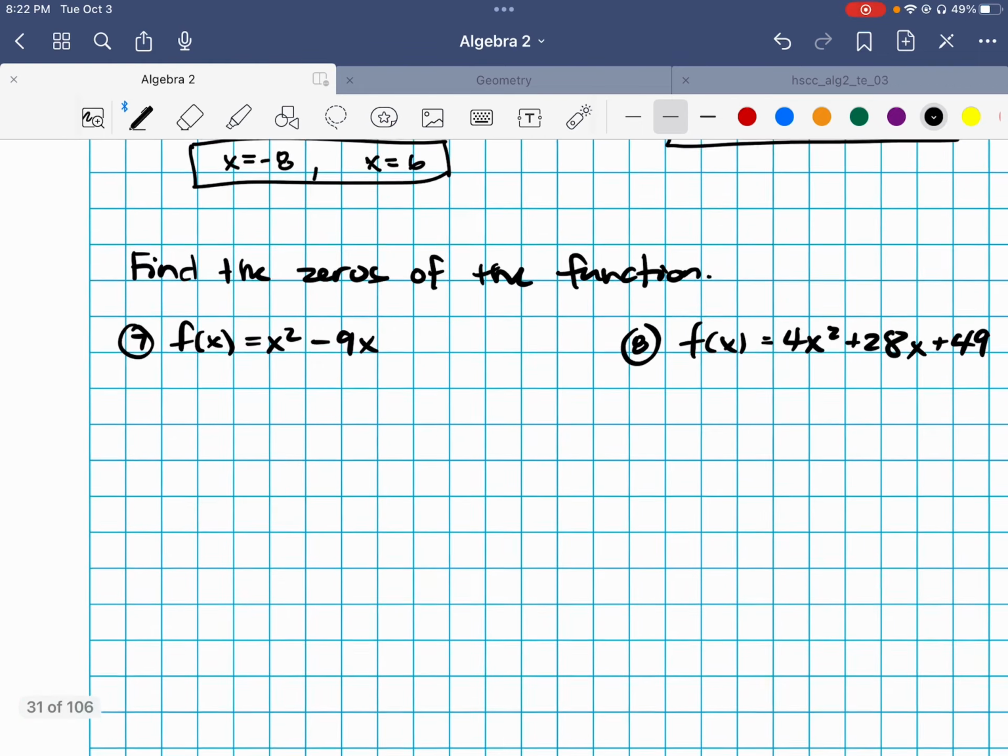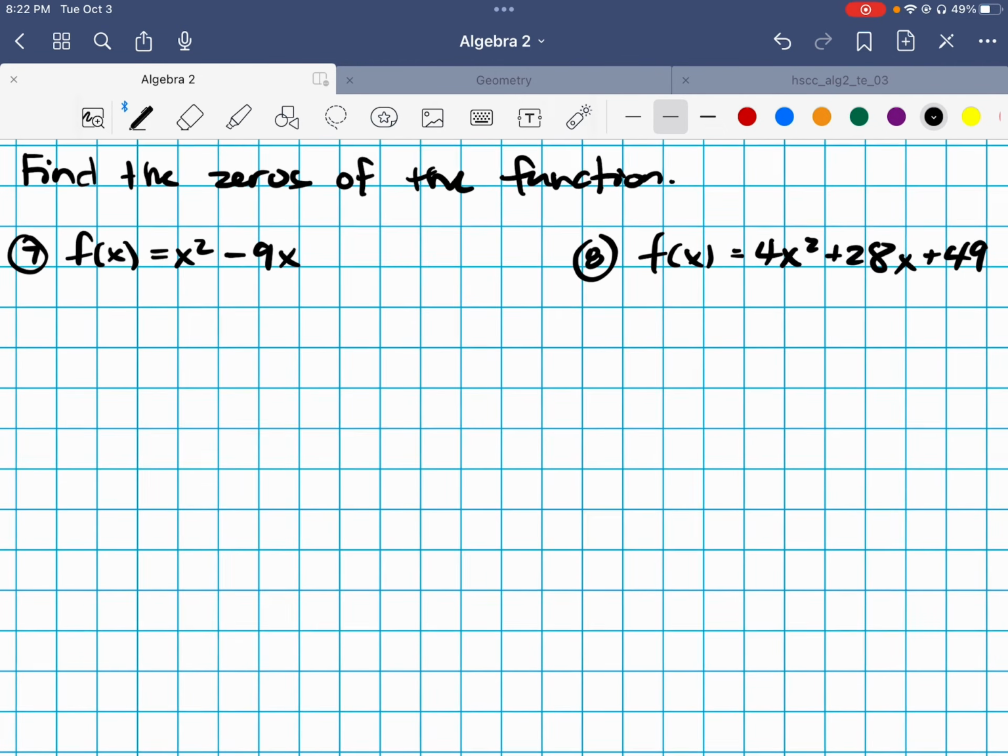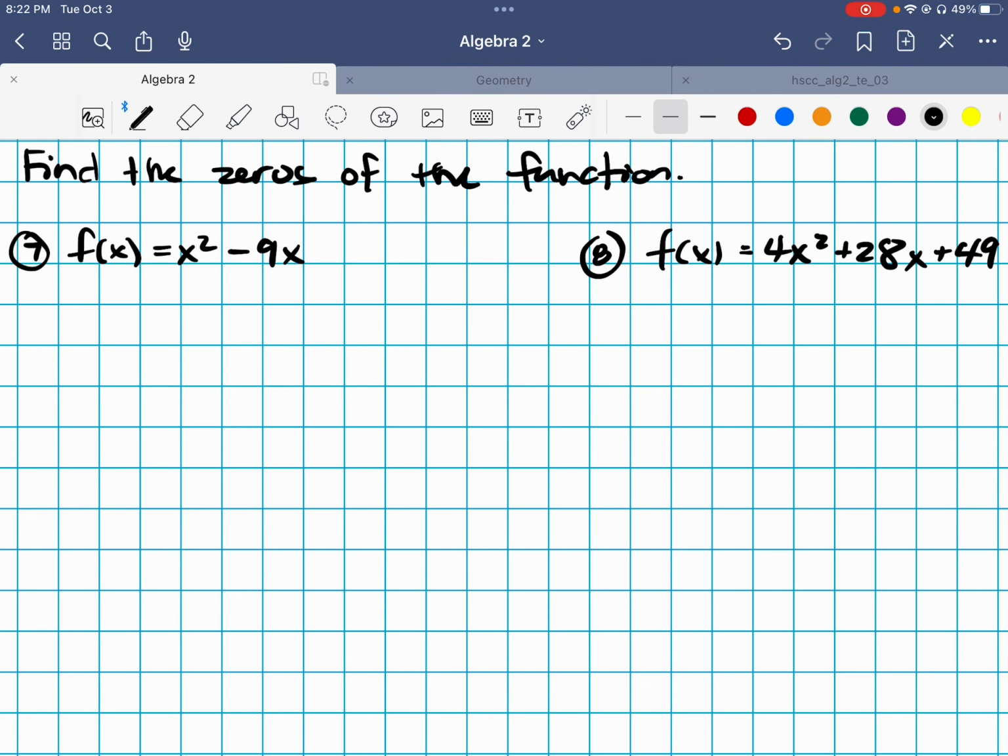Moving on, let's take a look at these ones. Find the zeros of the function. This is a new take on the problem. That's when f of x, or y, turns into 0. That's all it means. To find the zeros is when y is equal to 0. In other words, it's very similar to the graphing technique, except we're not going to graph it. We're just going to solve it.